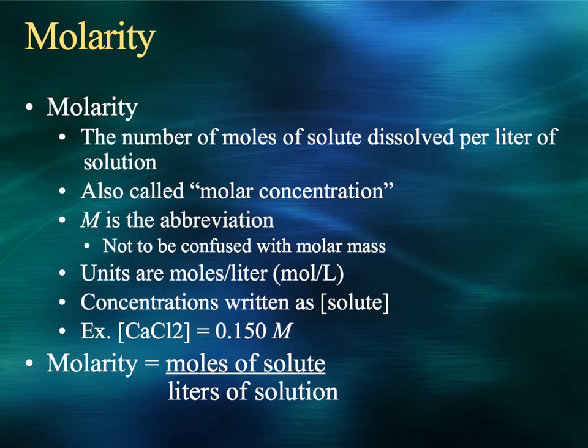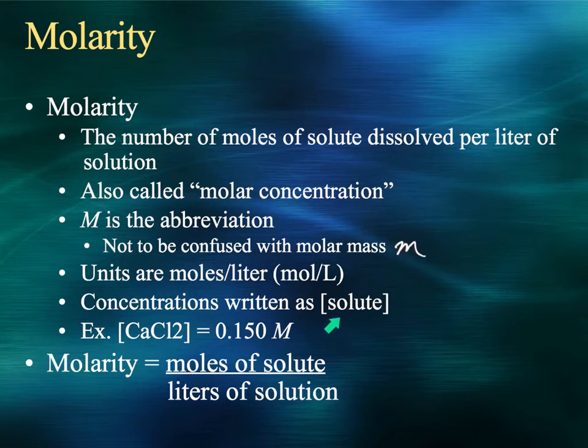Okay, so molarity is the number of moles of solute dissolved per liter of solution. So it's a way of quantifying how concentrated something is. It's also called molar concentration. The abbreviation for this is an italicized capital M. Do not confuse this with molar mass, which has the symbol of a cursive capital M. This is usually an italicized capital M as an abbreviation. You'll also see it written as moles over liters, moles divided by liters. Sometimes it will be written like this, but most often you'll see it abbreviated like that. And obviously the bigger the number, the more concentrated something is.